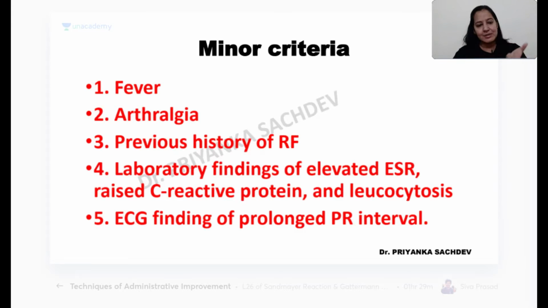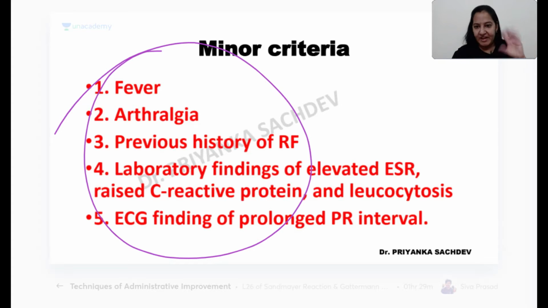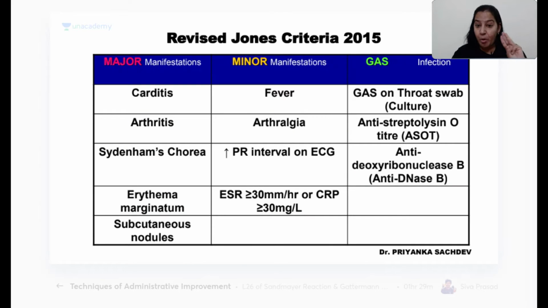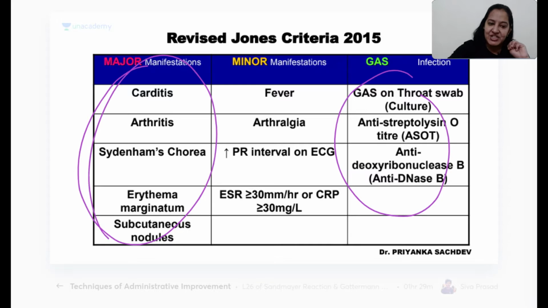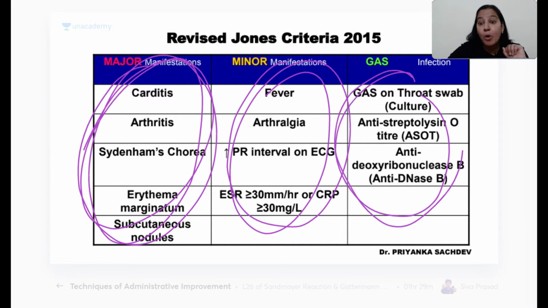The 5 minor criteria we have already discussed. You can read them on your own. I'm not reading them again. Those who are old students already know. These are the 5 minor criteria and 3 supportive criteria. So 5 major, we know, 5 minor, we know, and 3 supportive.